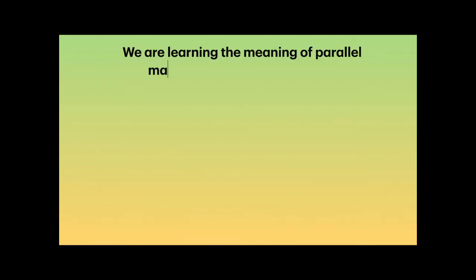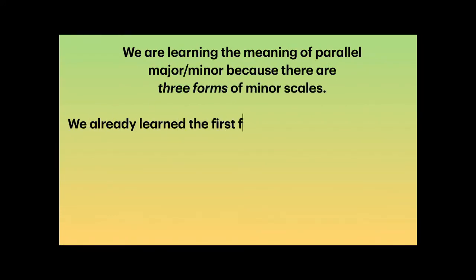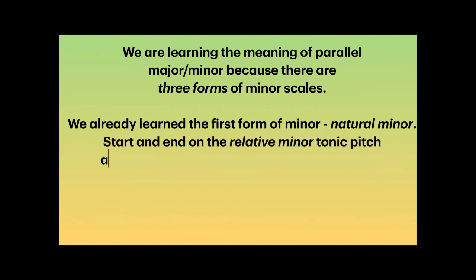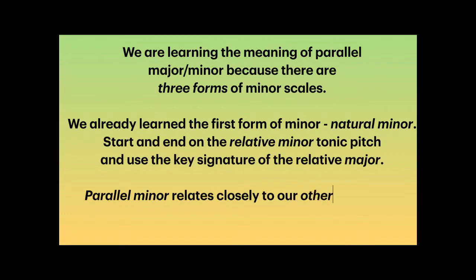We are learning the meaning of parallel major and minor because there are 3 forms of minor scales. We already learned the first form of minor, natural minor. Start and end on the relative minor tonic pitch and use the key signature of the relative major. Parallel minor relates closely to our other 2 forms of minor, which we will learn today.